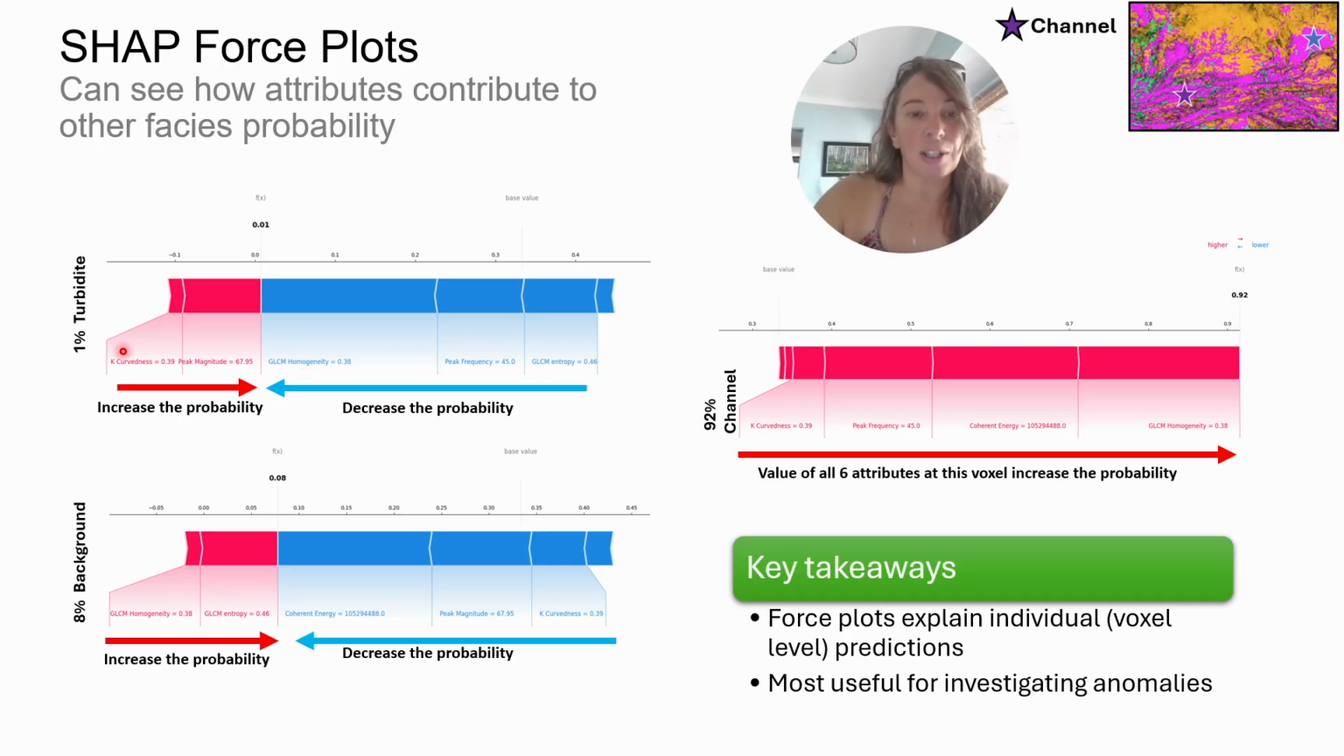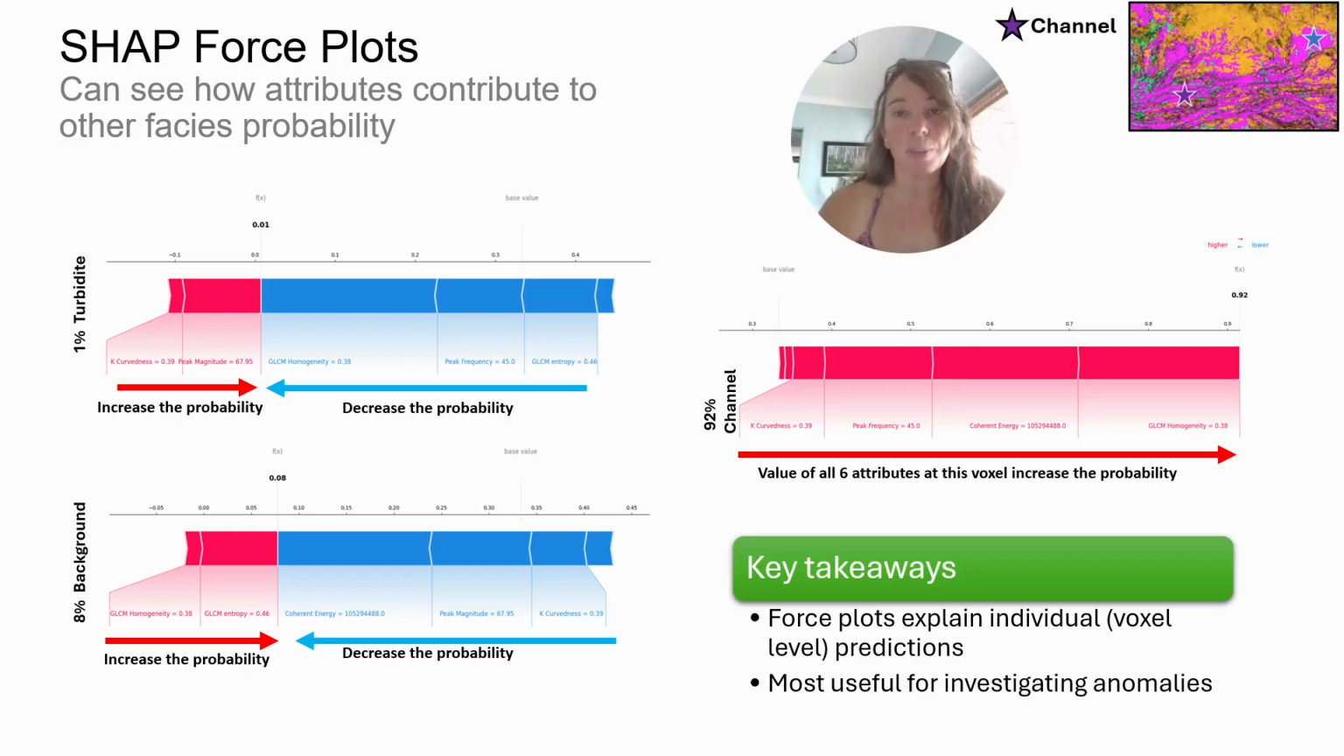And so you can see here that there were 2 different attributes, curvedness and peak magnitude. The values of those increase the probability that it would be classified as a turbidite, whereas the other 4, like the GLCM homogeneity and the peak frequency, are blue, lowering the probability that it's classified as a turbidite. And so same thing with background. You can see that some attributes are increasing the probability it'll be classified as background, some are decreasing it.